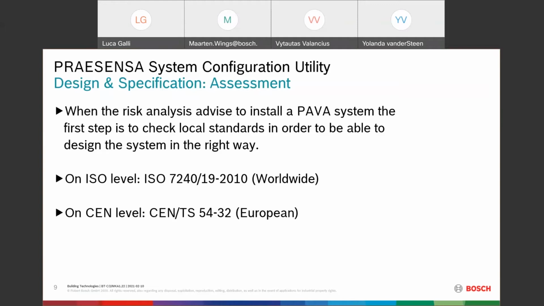As a quick wrap up, the standards bureau on a worldwide basis is the ISO, and in Europe we have CEN. The standards we use to design a PAVA system are ISO 7240 on a worldwide basis, and on European level there is also the technical specification CEN/TS 54-32. This technical specification provides a little more information than ISO 7240.